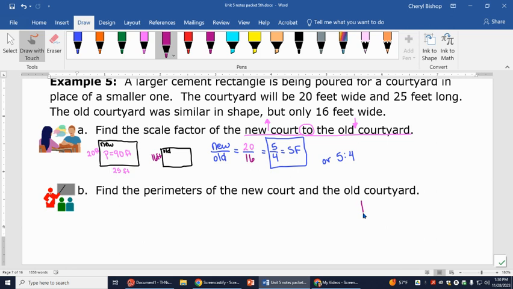The perimeter of the new one is going to be 20 plus 25 plus 20 plus 25, which is 90 feet. Now I need to find the perimeter of the old one. Okay, my perimeters will reduce to the same scale factor. So new over old, I don't know the old, but it's going to reduce to this same scale factor, 5/4. So that's going to be 5 times x equals 360. What do I do next?